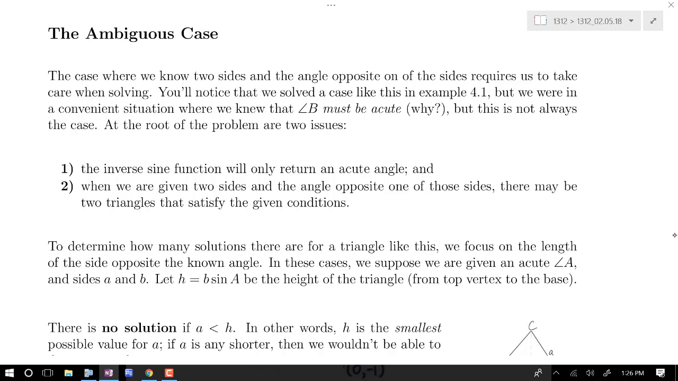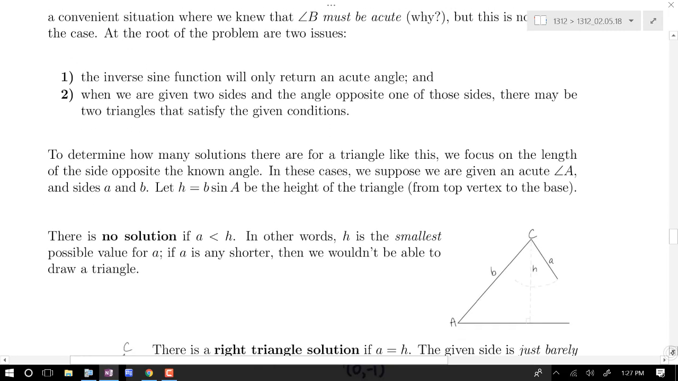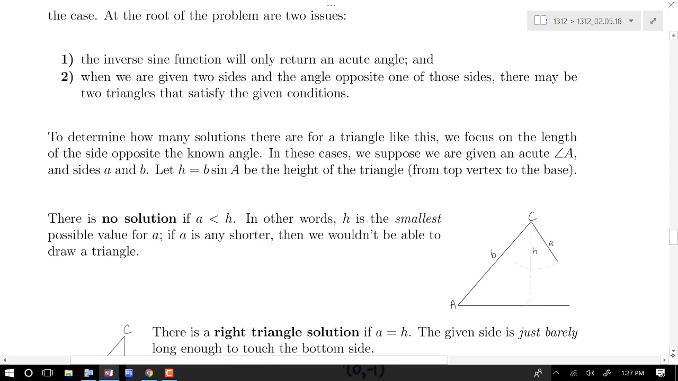Just like we always find a second quadrant angle. But we also need to know when we're in this particular situation, because the two sides and the angle opposite one of them sometimes only define one triangle. I mean, the first example we did, there's only one triangle that satisfies that given information.